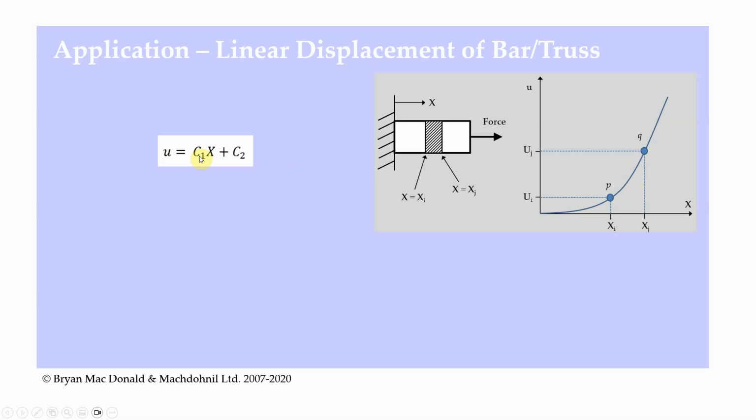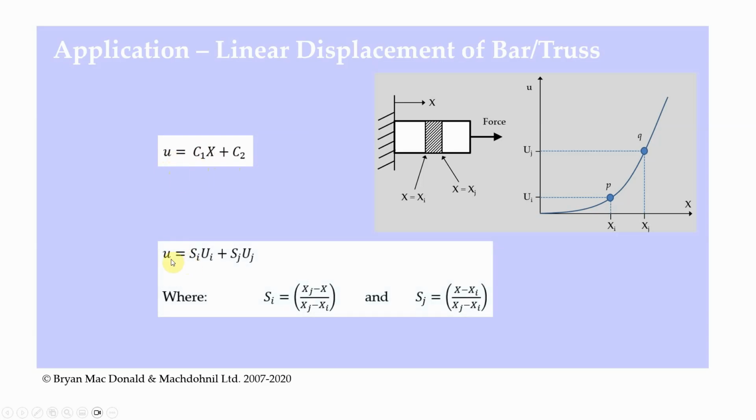So, rewriting our previous equation for our bar, previously we had v because we were talking about vertical displacement. Now we're talking about the horizontal displacement, so we're going to say u is equal to c1x plus c2. This bit's as before, we just replaced the v with a u. We have our interpolation functions as before. We're going to say u is equal to si ui plus sj uj, and these are just the functions si and sj we worked out on the previous slide.